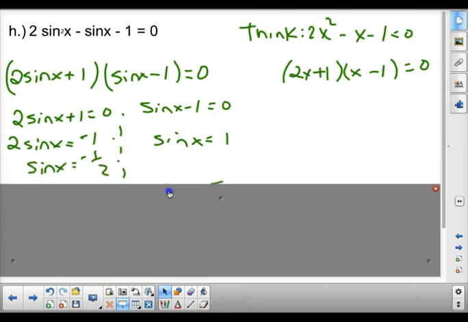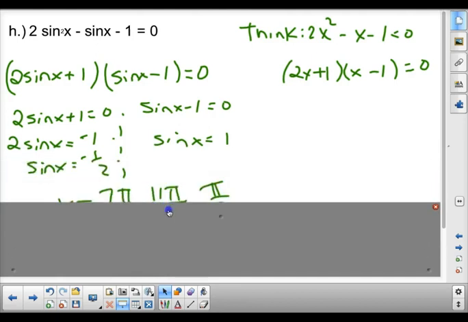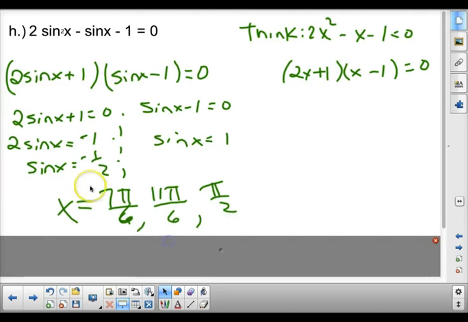Then I will solve both sides, and I will find all of the solutions where the sine of x is negative 1/2. I get 7 pi over 6, 11 pi over 6, and where sine of x is 1, and that is pi over 2, because like I said, we've restricted our domain from 0 to 2 pi.